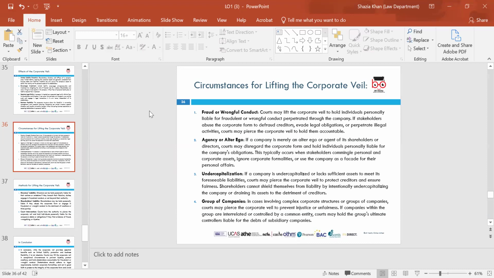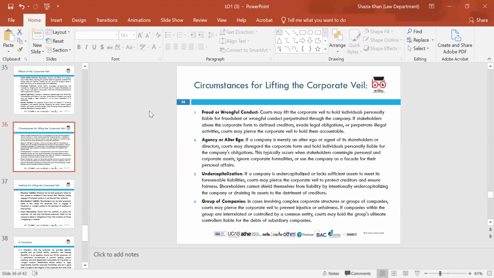Undercapitalization. This is if a company is undercapitalized or lacks sufficient assets to meet its foreseeable liabilities. Courts may pierce the corporate veil to protect creditors and ensure fairness. Shareholders cannot shield themselves from liability by intentionally undercapitalizing the company or draining its assets to the detriment of creditors.